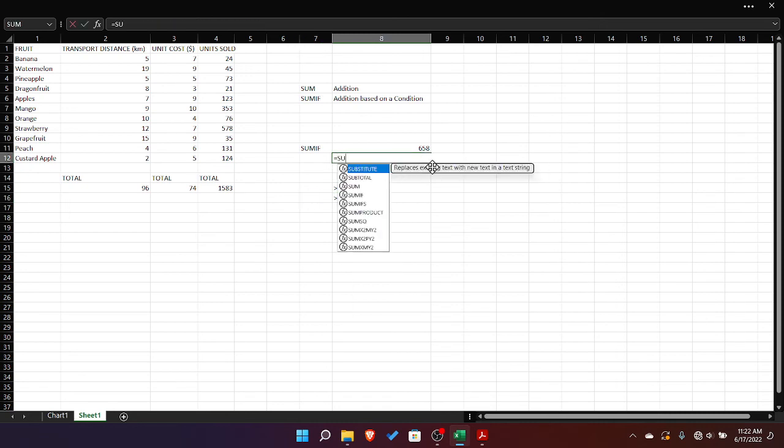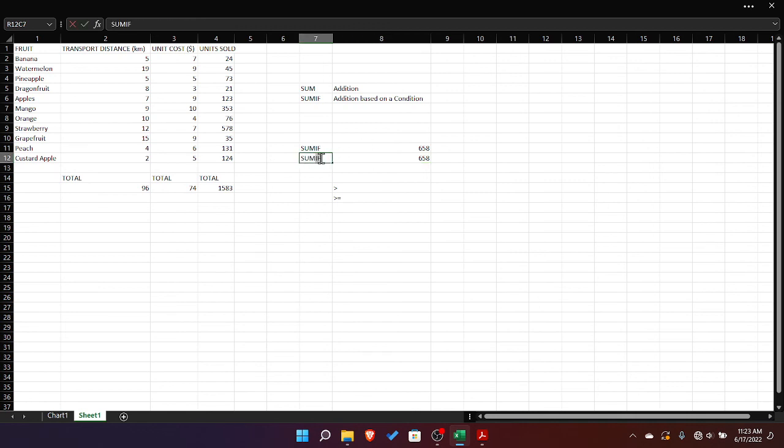So what is this? Sum is more than 10. So this will be watermelon because this is more than 10. This one because it's more than 10, this one because it's more than 10, and that gives us 658 exactly. So that's how a SUMIF works.